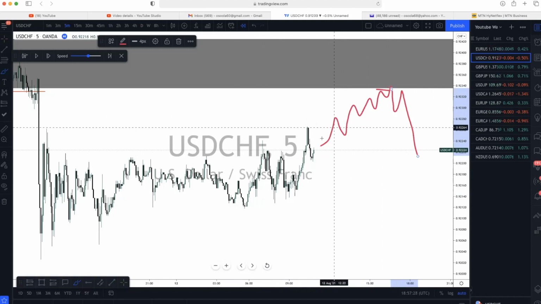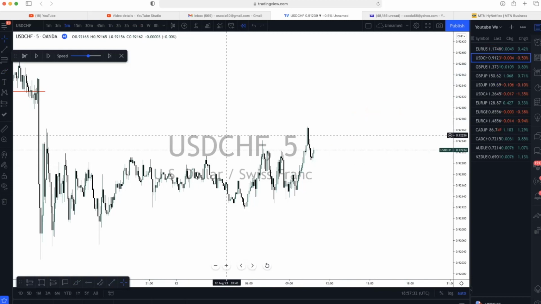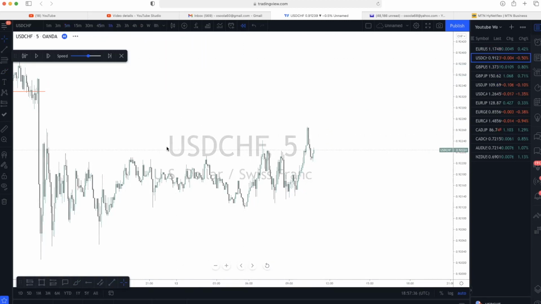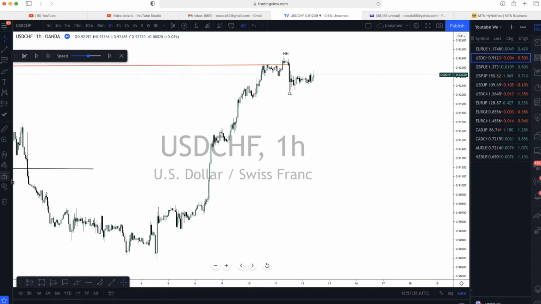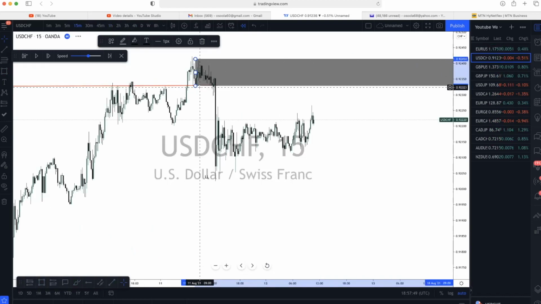So let me try to clean this particular one here. I've actually deleted that 1-hour zone, so I have to draw it again. Now this was our 1-hour zone that we are looking at. At the same time, we can go to the 15 minutes time frame just to refine this particular zone here.